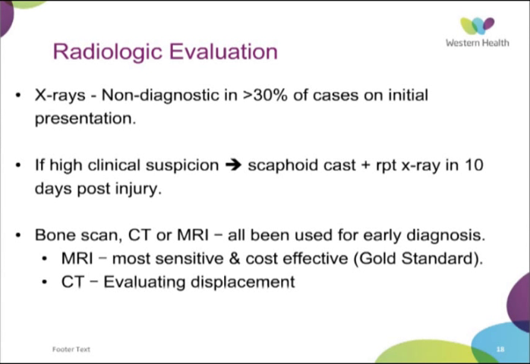CT scans are very useful for evaluating the fracture displacement. So if we're not sure on the plain films how much a scaphoid has been displaced, it's good to get a CT scan, and that'll give us a good overall picture on the fracture components and the relation to each other.